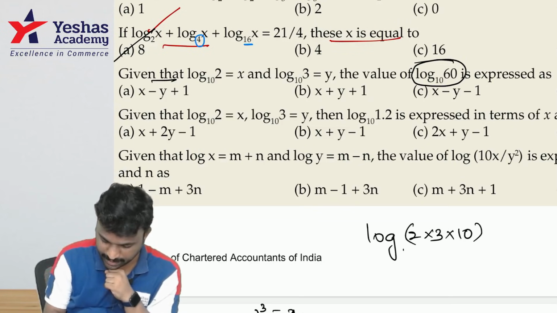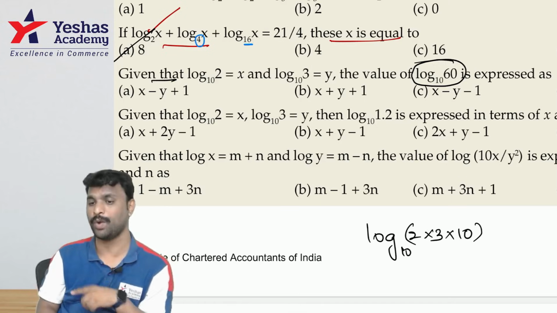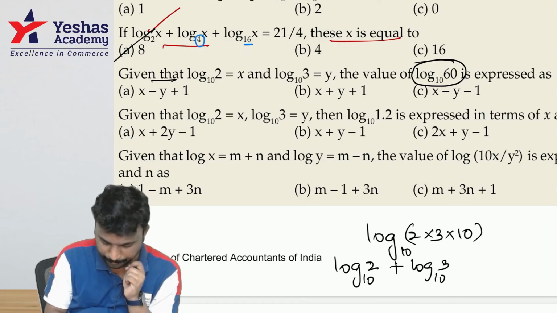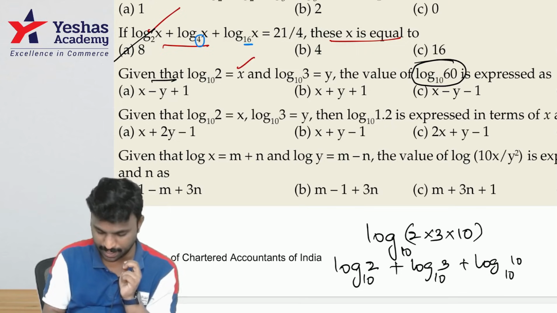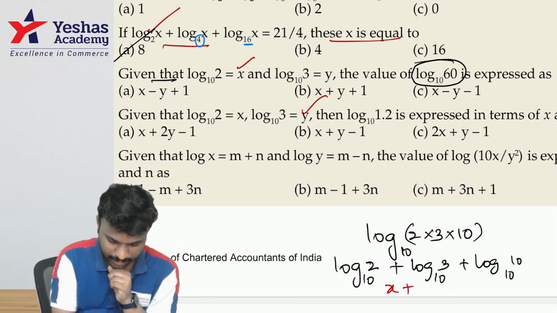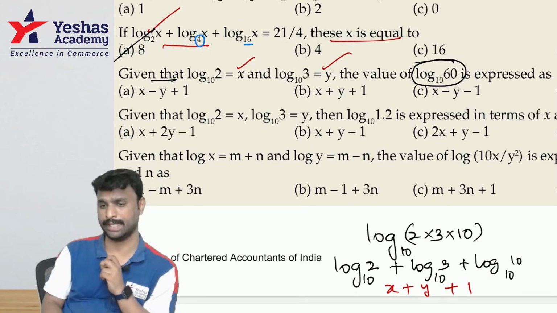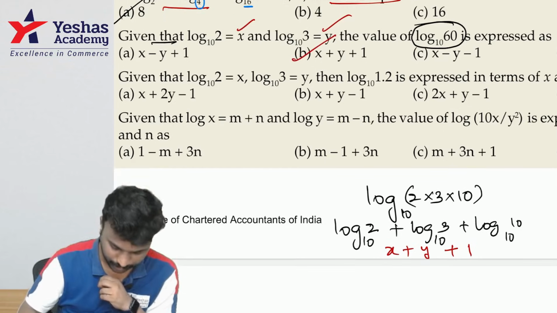To the base what? It's 10. Right. Now, multiplication changes to what? Addition. So what is it guys? Log 2 to base 10 plus log 3 to base 10 plus log 10 to base 10. Now tell me, what's log 2 to base 10 given? It is x. What is log 3 to base 10 given? It is y. Plus what is log 10 to base 10? It is 1. And the answer for this question is option B.